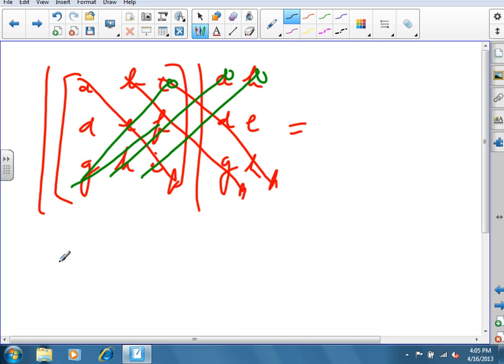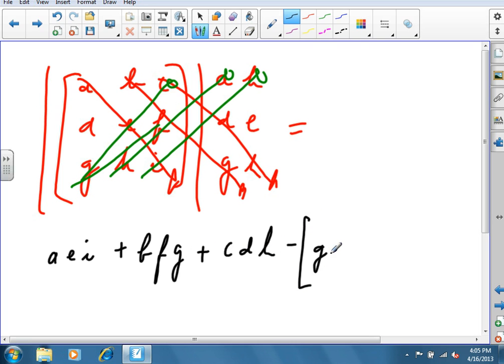Oh, yeah. Okay, so that's A, E, I plus B, F, G plus C, D, H minus G, E, C plus H, F, A plus I, D, B. Okay, that's how I do it. Or I put it in my graphing calculator and have it do it. Either way. Okay, does that answer that question?